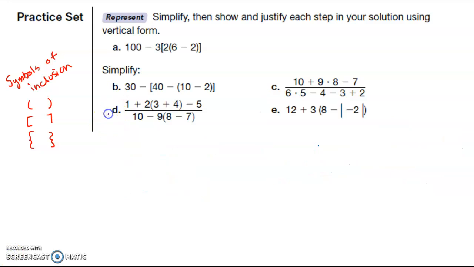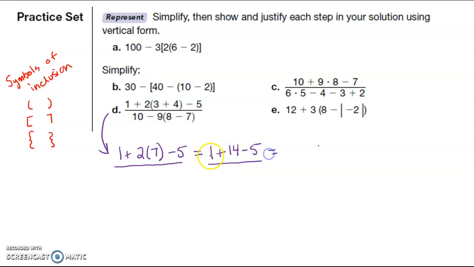All right, so here we have D. It has 1 plus 2 times 3 plus 4. Since that's in parentheses, we're going to do that first. So that's 7 minus 5, and this is the numerator. So then I have 1 plus 2 times 7 is 14 minus 5. So I have 1 plus 14 is 15 minus 5 is 5. So that's my numerator. Let's go ahead and do our denominator.